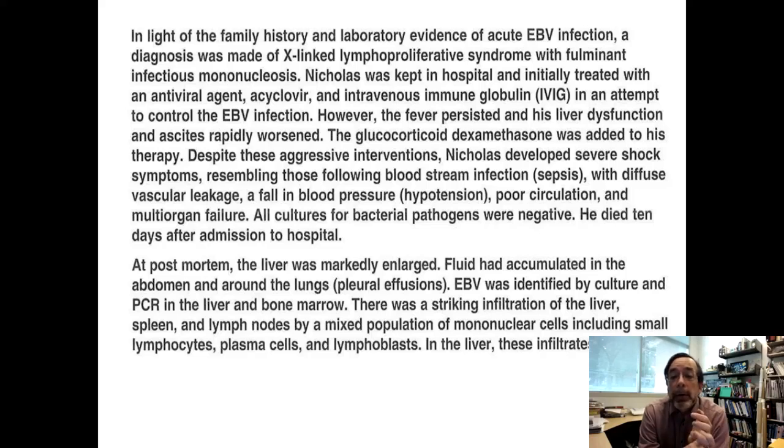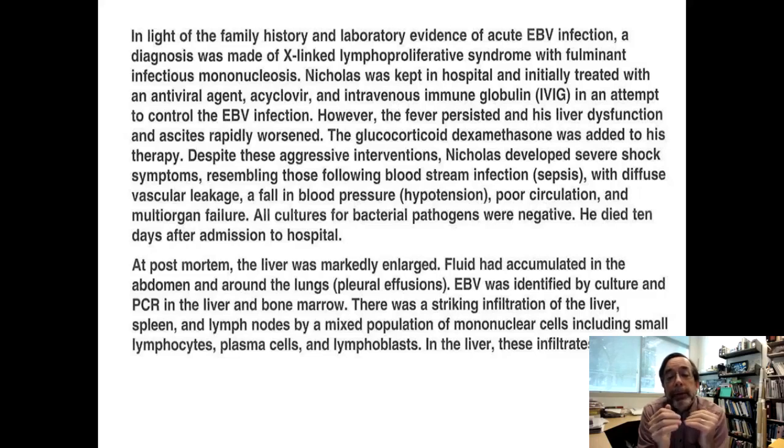So then the glucocorticoid dexamethasone was added to his therapy, which is what you do when the liver is dysfunctioning and you have the ascites, which I believe is part of the liver. Now I'm getting to my biology where I don't know as much. So these are aggressive interventions. You don't want to do them unless you have to.